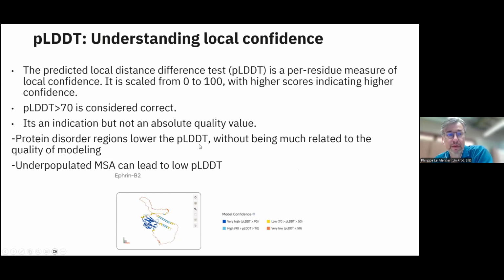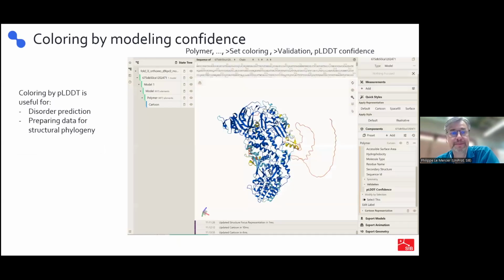Also, the pLDDT is not an absolute quality value, because I told you there can be some bias. Depending on the data on which the predictor was trained, the disordered regions will have a low pLDDT, but you can remove those if you want to study the structure, because they will just make noise. And also, if the MSAs used for AlphaFold, for example, are underpopulated, you can have a low pLDDT even though the prediction could be good. So it's an indication, it's not an absolute number, okay?